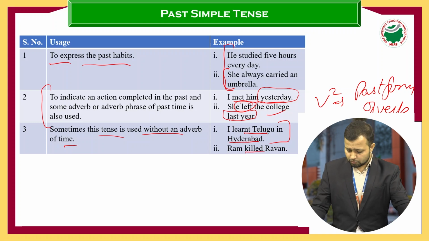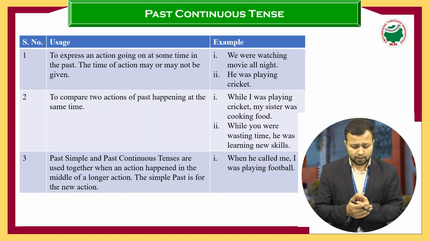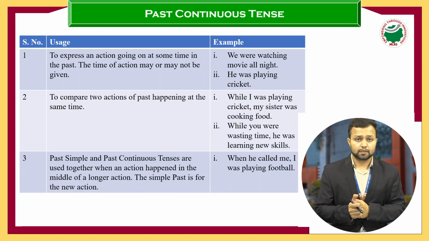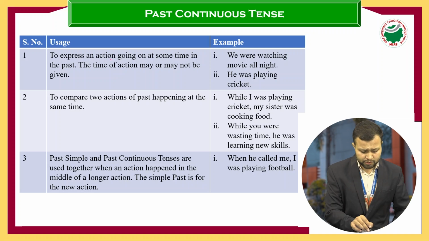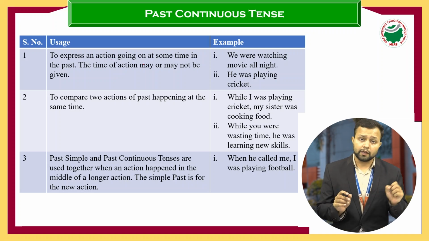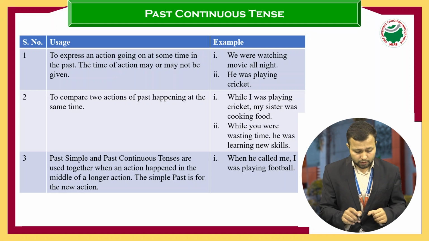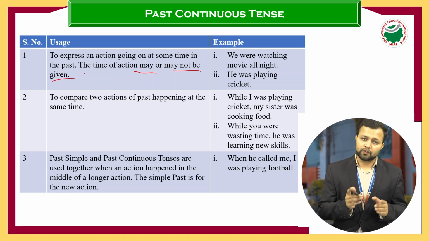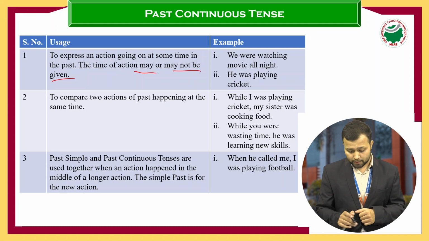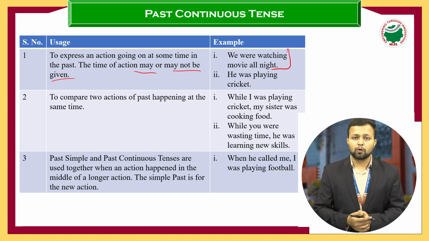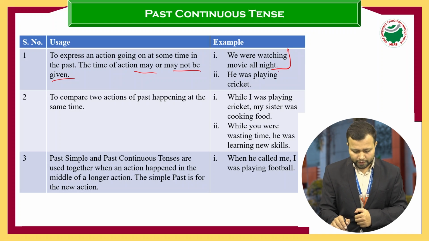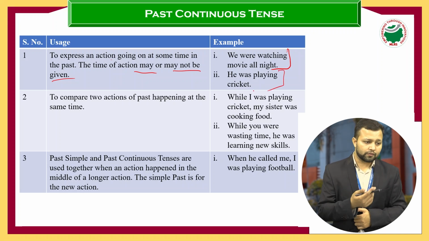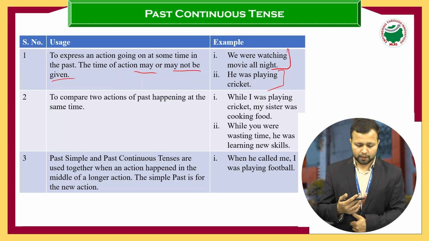So we are going to the next tense, past continuous tense. It is similar to present continuous tense, to express an action going on at some point of time in past, which was continuous. The time of action may or may not be given. When it will not be given, it will be understood by the context. We were watching movie all night. That means we are talking about last night. He was playing cricket. Whenever we saw him, he was playing cricket.